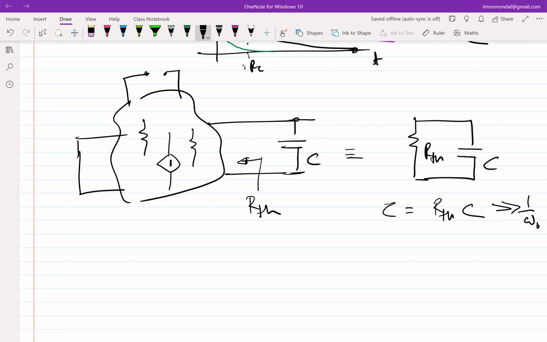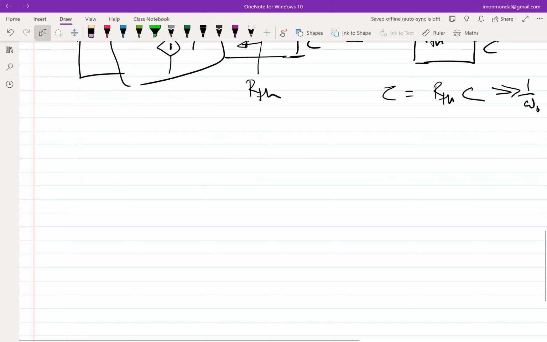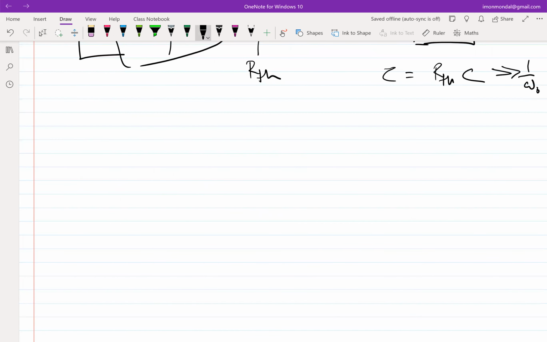Okay, so now let's move to the output side of this network. So this was VG. I'm not sketching the input side because I'm assuming that the VG has been set.